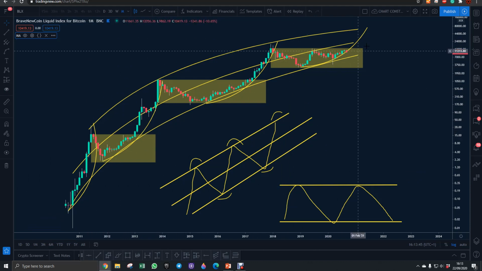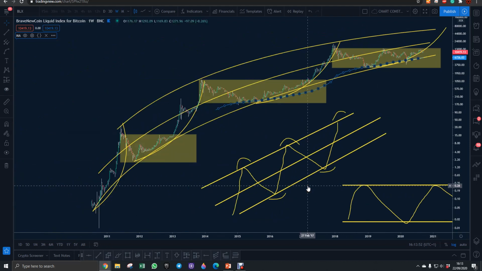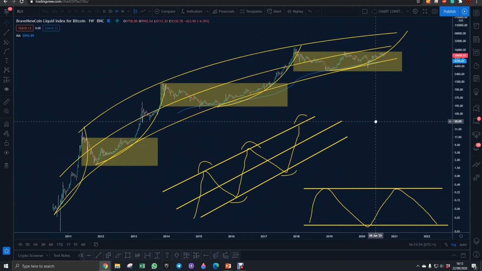Now, this is the monthly chart. You can't see it on this chart, but if we go down to the weekly chart, it will plot the 200 week moving average.